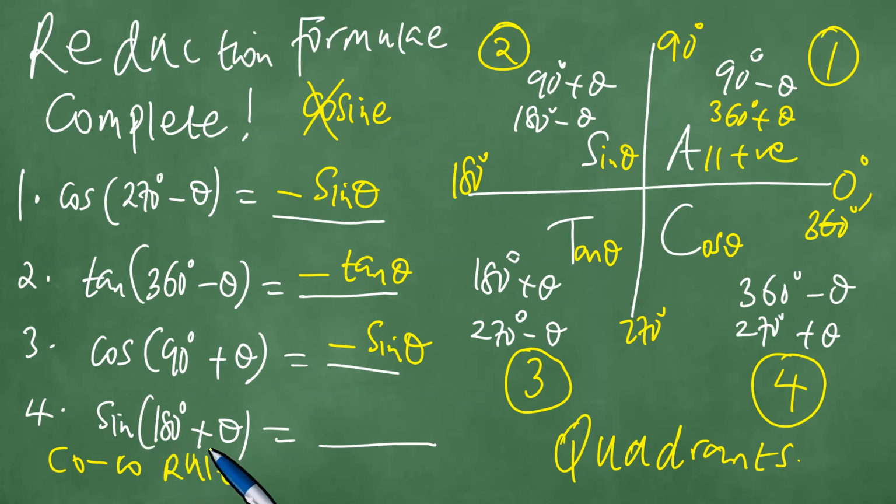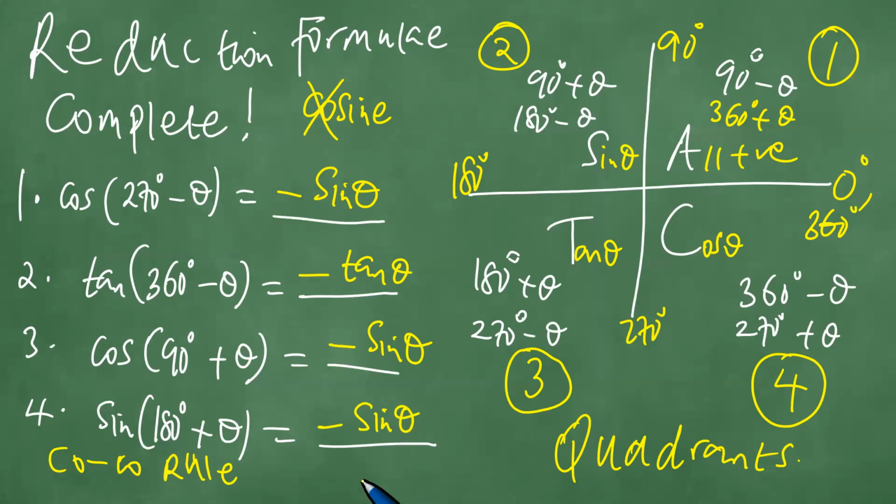So 180 degrees plus theta, in which quadrant is it? It's in the third quadrant, where the tangent is the only one that's positive, and therefore the sine is negative. What's the answer to number four, anyone? Negative sine theta.